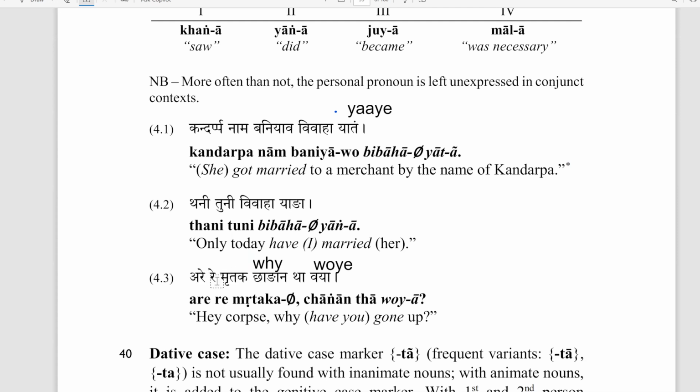And then we have here are maridaga. Are is just the interjection. Maridaga is corpse. That's also the same as in Sanskrit. Someone who has that. So to put it together, it's like, hey corpse, why have you gone up?